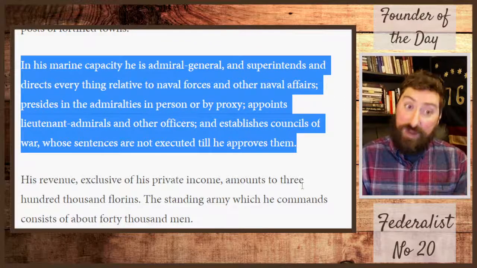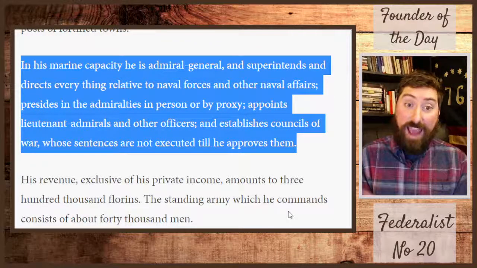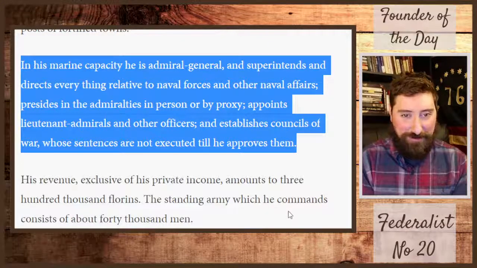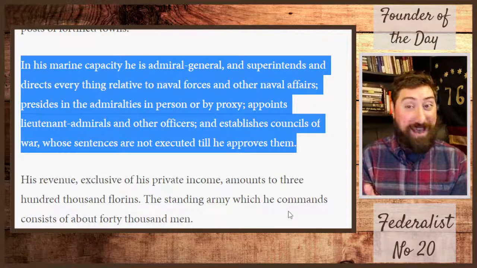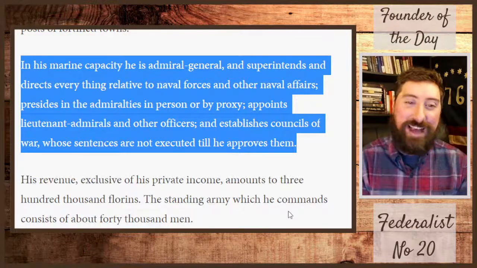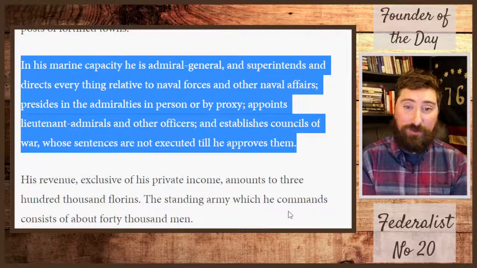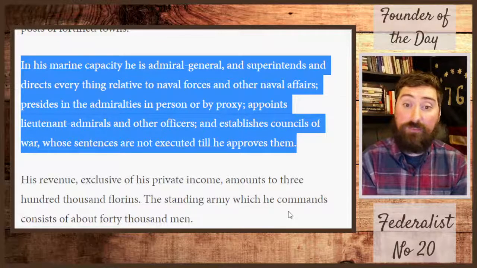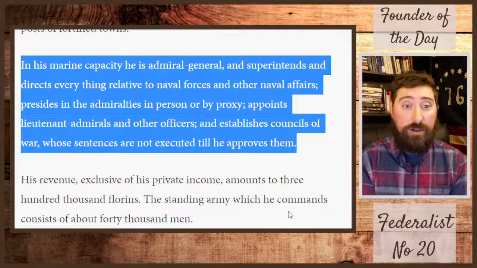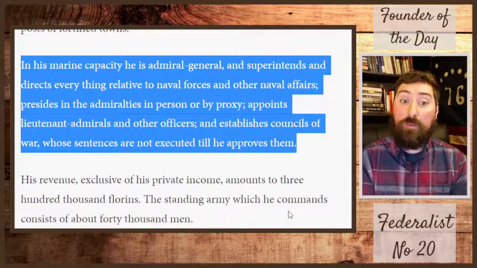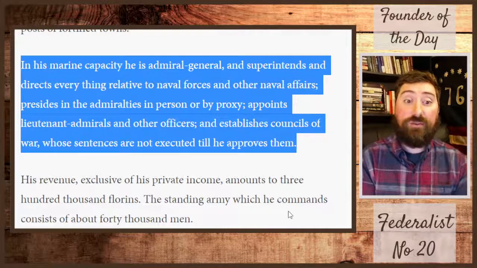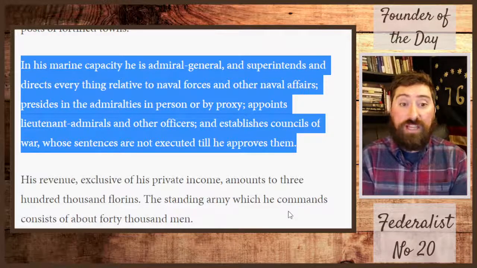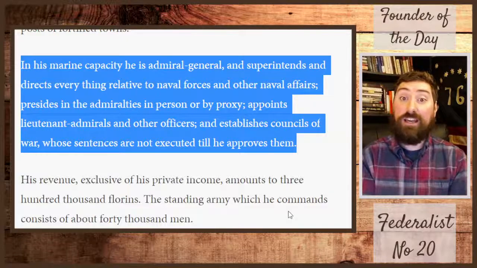In his marine capacity, he is an admiral general. I can never get that word out, I always say admirable. In his maritime capacity, he is admiral general and superintends and directs everything relative to naval forces and other naval affairs, presides in the admiralties in person or by proxy, appoints lieutenant admirals and other offices, establishes councils of war whose sentences are not executed till he approves them.